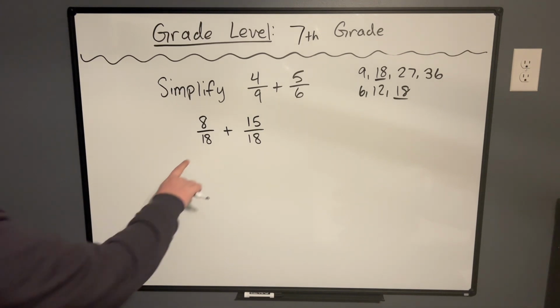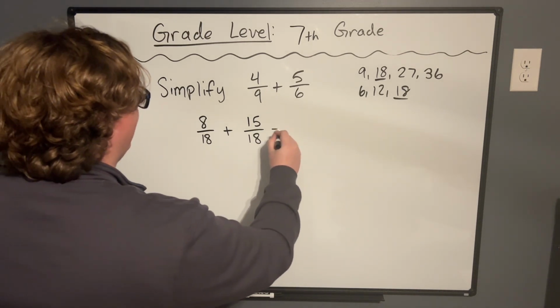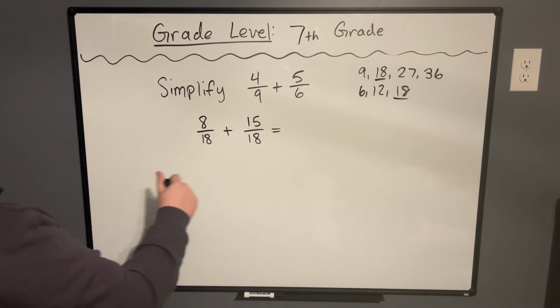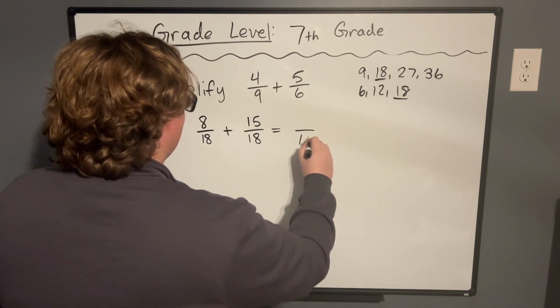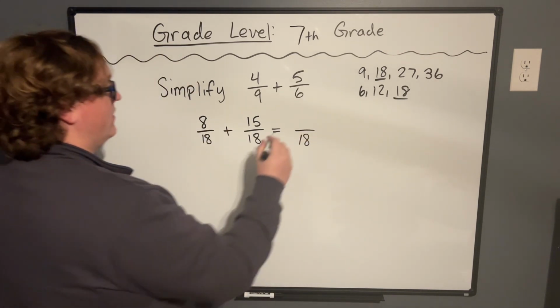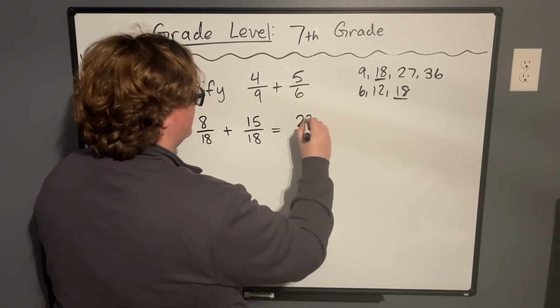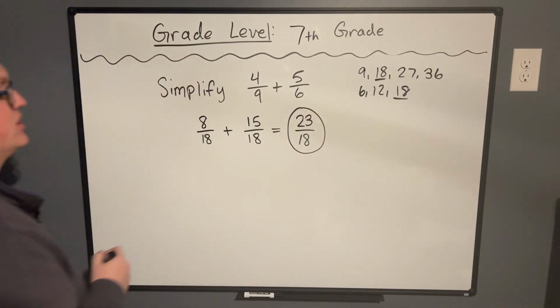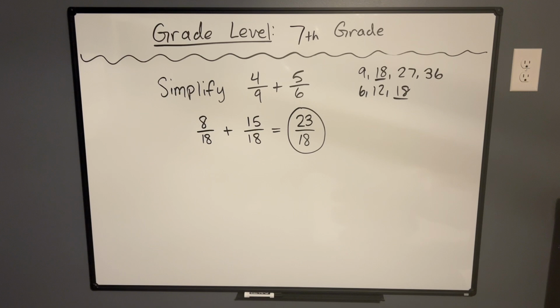And now they have the same denominator. So we can just go ahead and add them directly. So when we do that, the 18 is going to stay down here, but the top is just 8 plus 15. And 8 plus 15 is 23. So this will actually be our final answer because that can't simplify anymore. There's nothing you could divide both of those numbers by. So 23 over 18 is going to be our simplified answer.